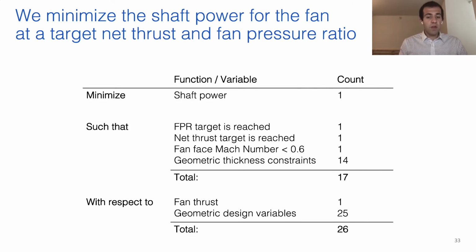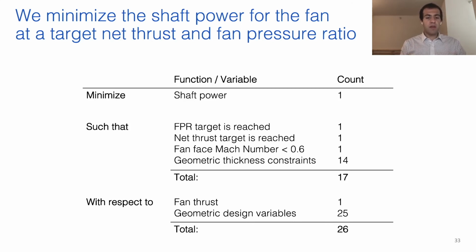And for the optimization problem formulation, we minimize the shaft power required for the fan at a target net thrust and fan pressure ratio values. So the objective function is the shaft power computed by the propulsion model, and we have a number of constraints, including the fan pressure ratio target, the net thrust target, and a fan face Mach number target. And on top of these, we have geometric thickness constraints.